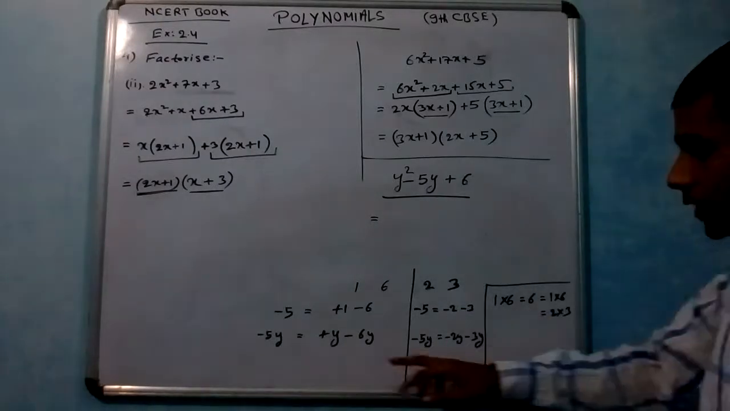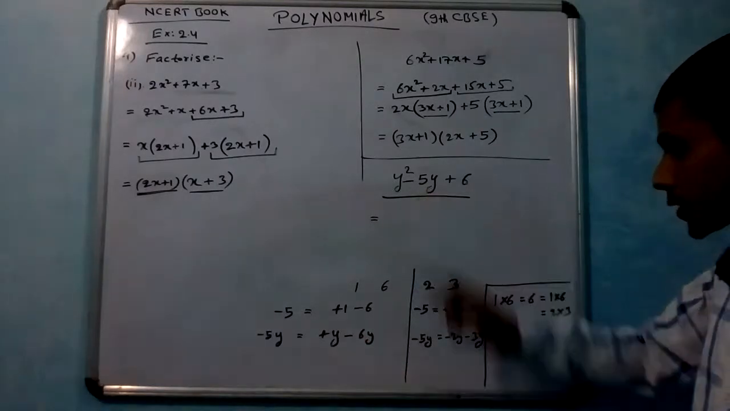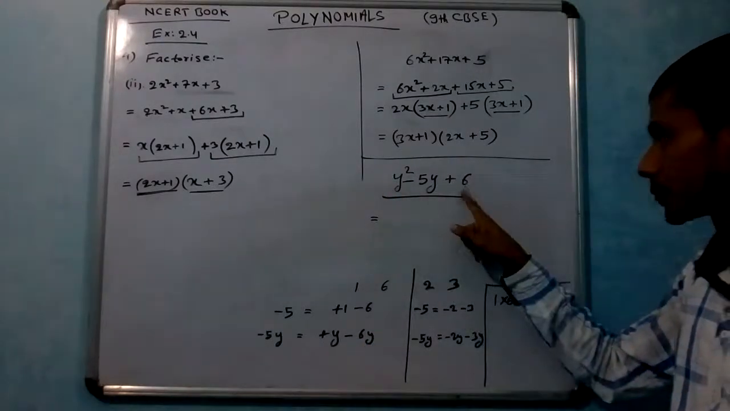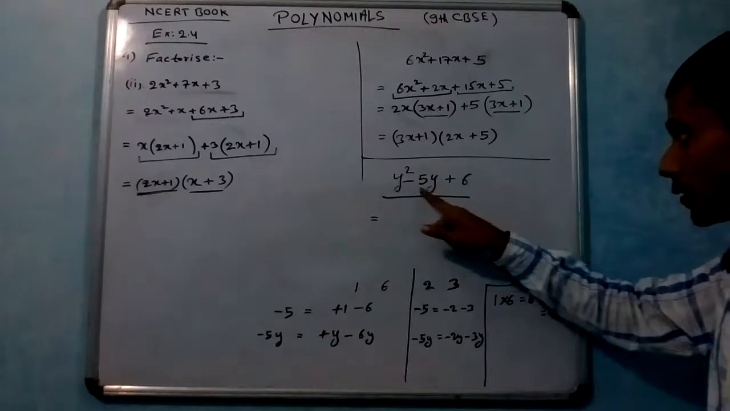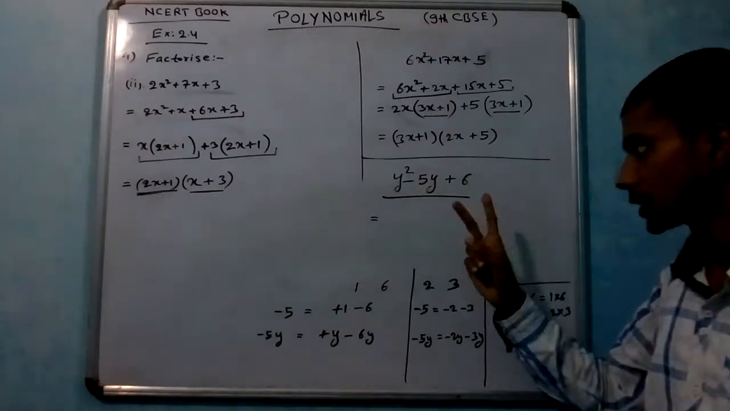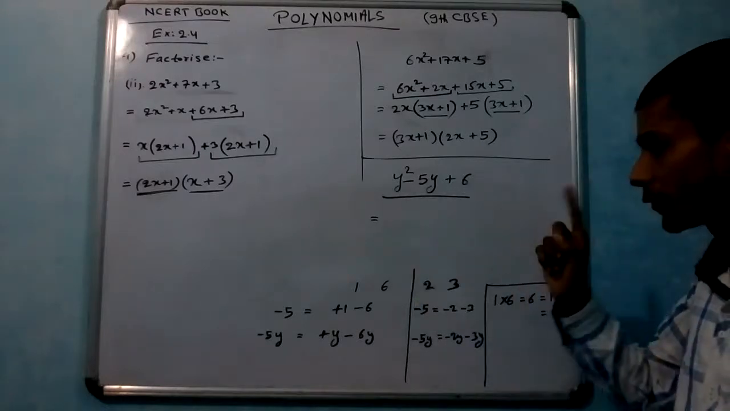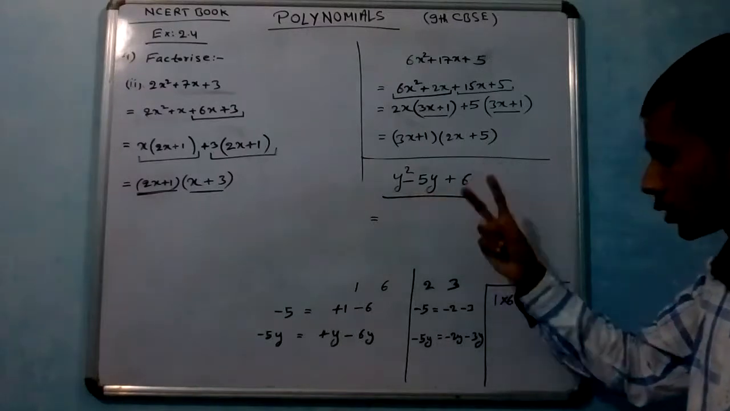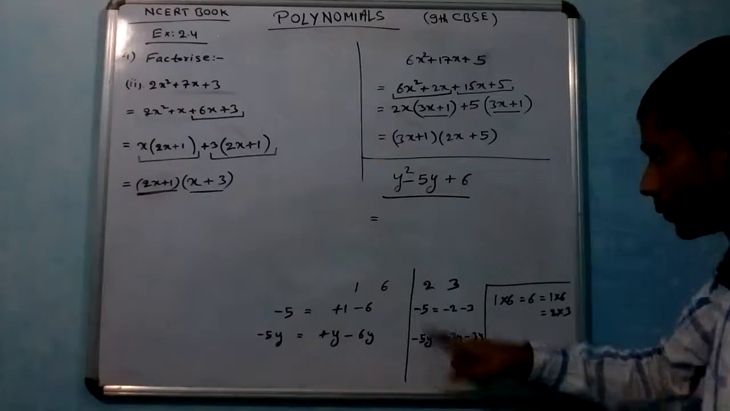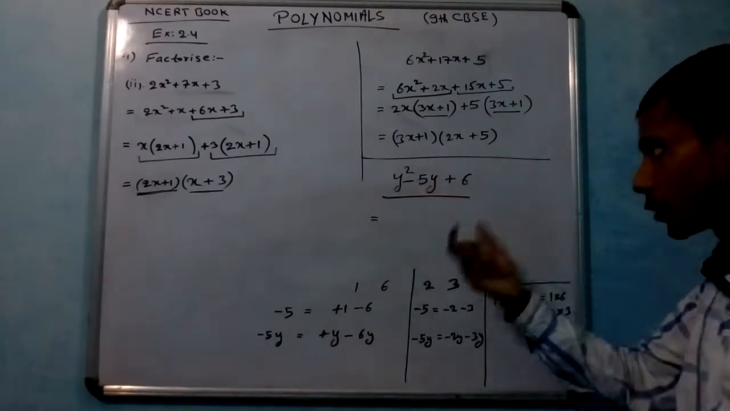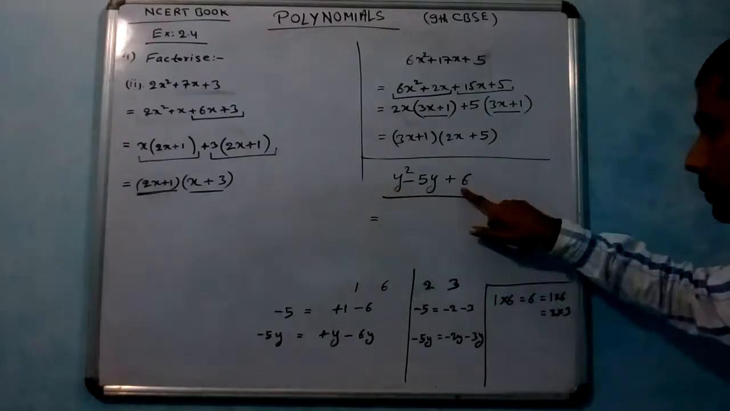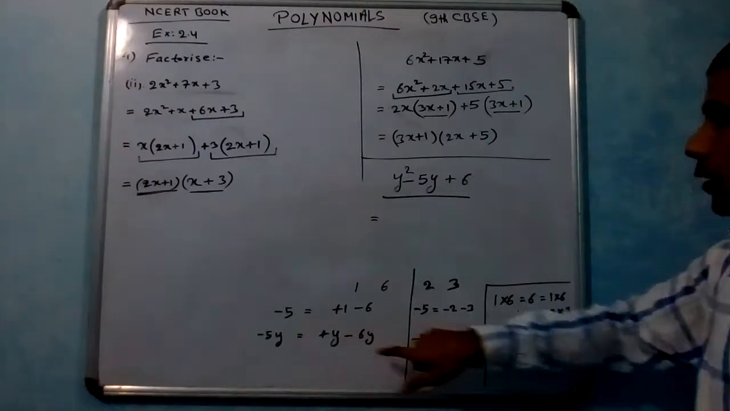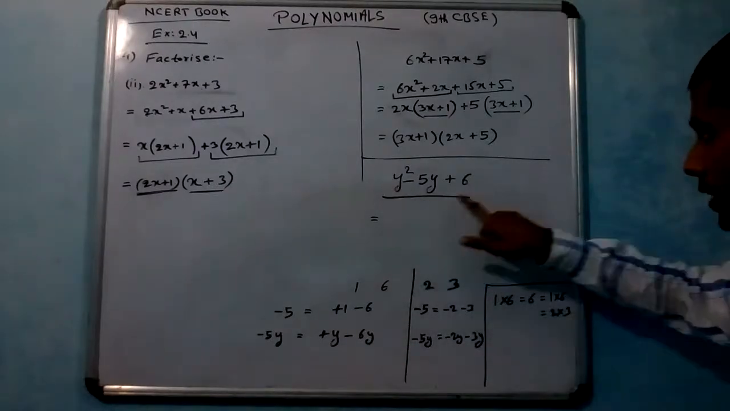What is the second criteria for getting the splitted terms here? That their product must be equal to the product of the first and the last term. Remember that statement. The middle term must be splitted in two terms such that their addition or subtraction must be equal to the middle term, and their product must be equal to the product of the first and the last term. Now tell me whose product is giving us the value equal to the product of the first and the last term.